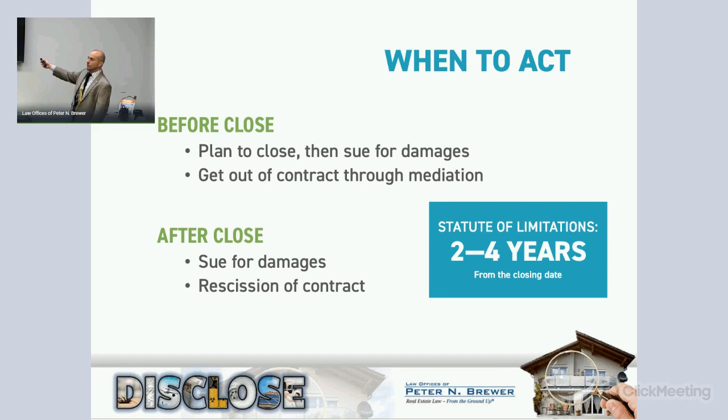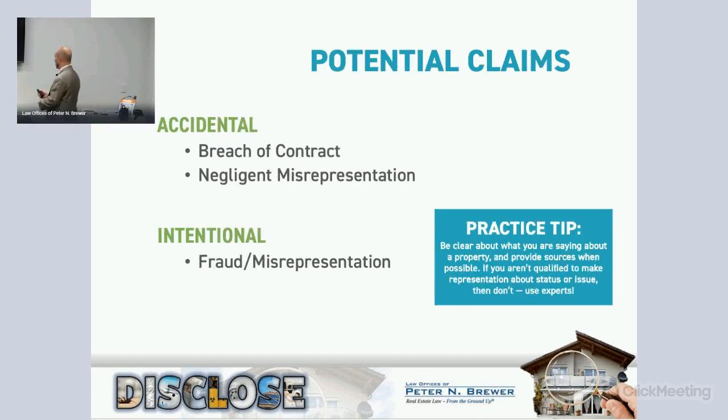They can sue for damages or for rescission of the contract. Now, what that means is simply that the contract is undone, the house goes back to the seller, the money goes back to the buyer, and everybody, in theory, is put in the position they were before the contract was ever entered into. So that's a rescission.